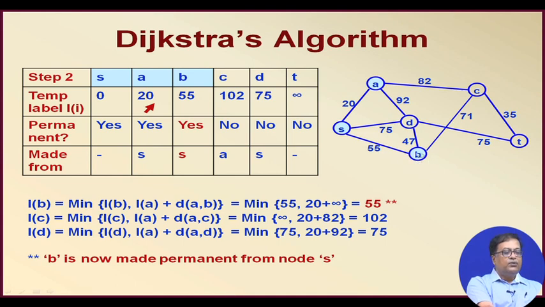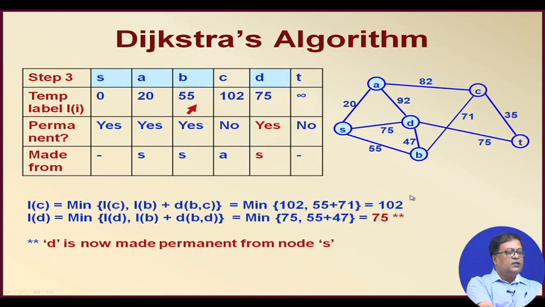So, again we recompute all the values. You see from B you can reach C, you can reach D, and you cannot reach T. If you reach C, the value is 55 plus 71, which is higher than 102. If you reach D, again that value is higher than 75. So, at this point, when B is made permanent and the last node to be made permanent is B, we have no recomputation, right. The values that were available stay. But out of the remaining 3, now D becomes permanent, because D has the value 75.